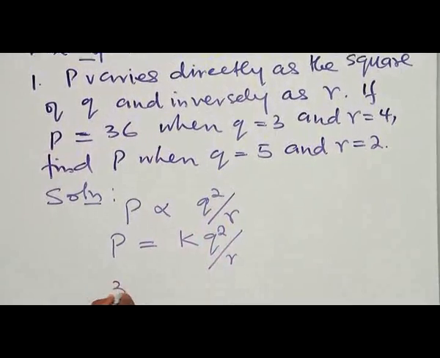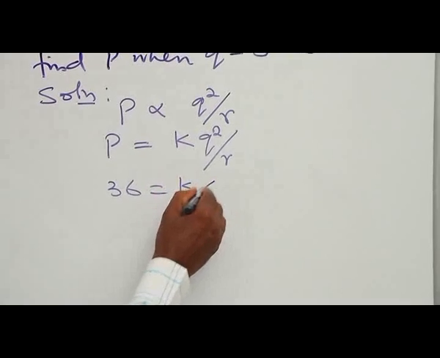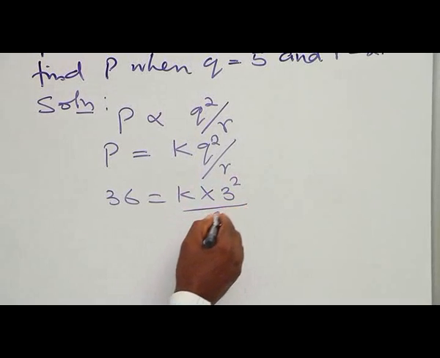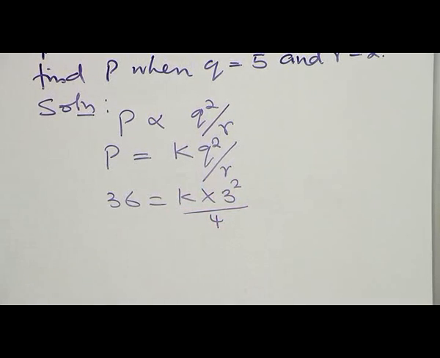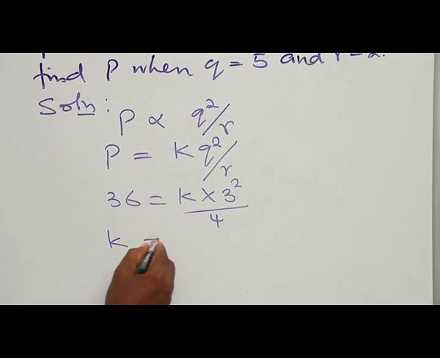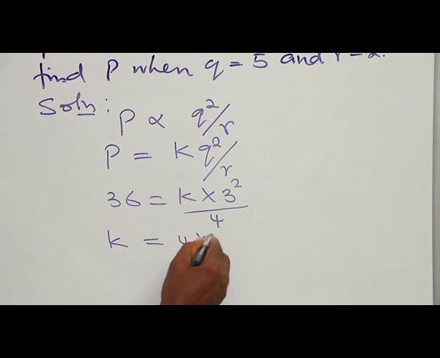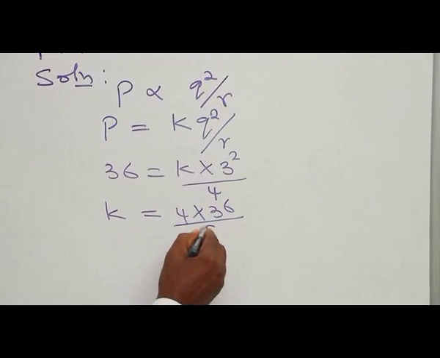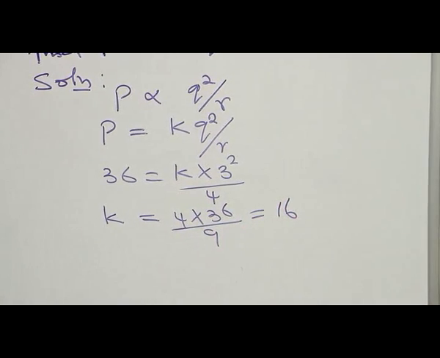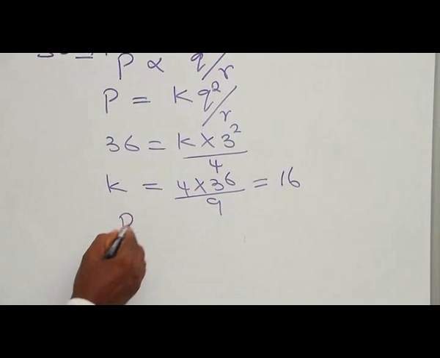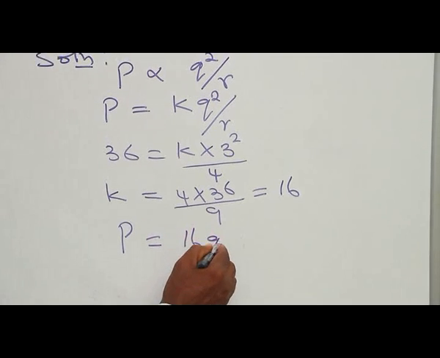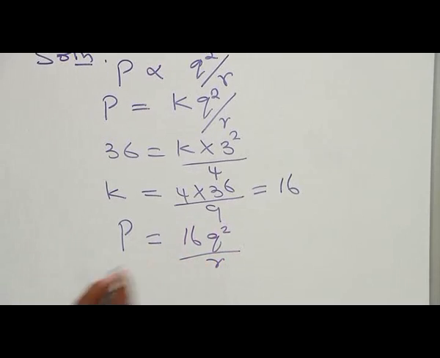And if our P is 36, our Q is 3, so we have 3 squared, and then our R is equal to 4. This statement will enable us to find the value of K, so our K therefore will be equal to 4 times 36 all over 9. 3 squared is 9, and that is equal to 16. So we can write the relationship between P and Q and R as P equals 16Q squared all over R.